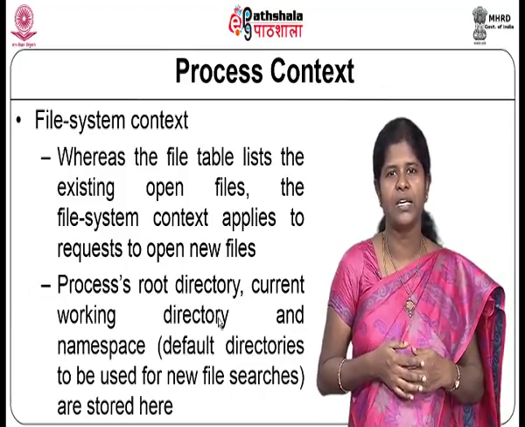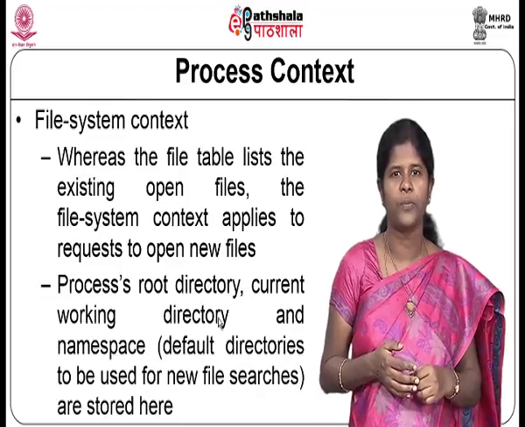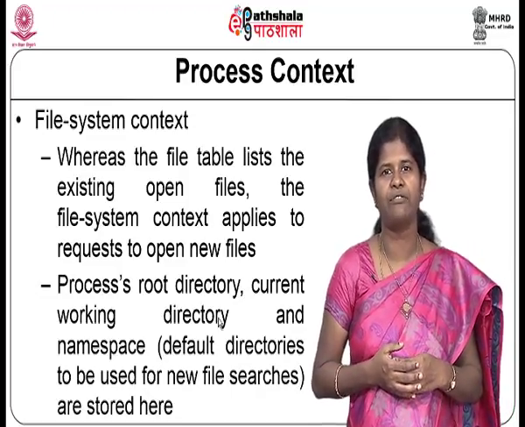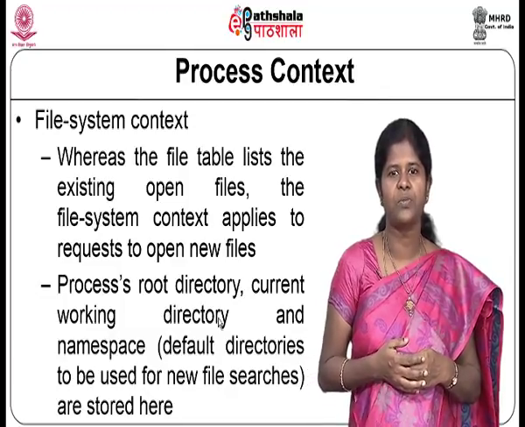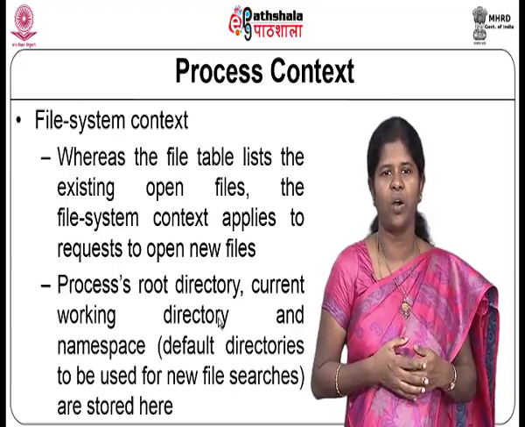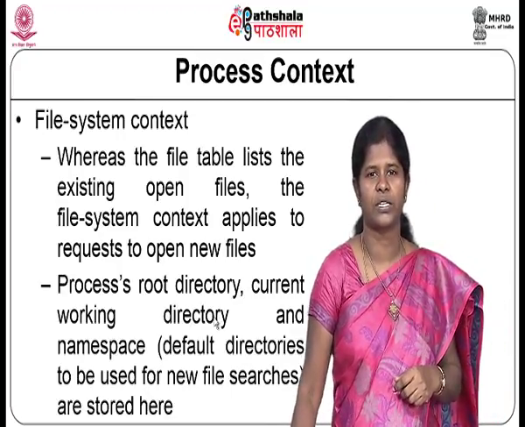So, the current root directory is specific to a particular process and that is stored in the file system context. It can also have information about the default directories to be used for new file searches, say the current working directory. All these are stored in this file system context.